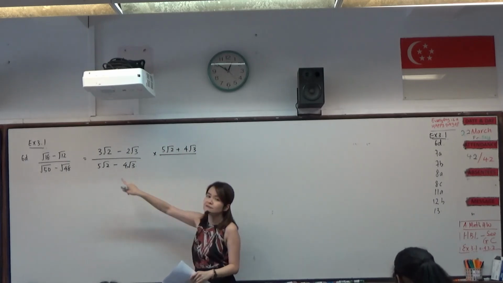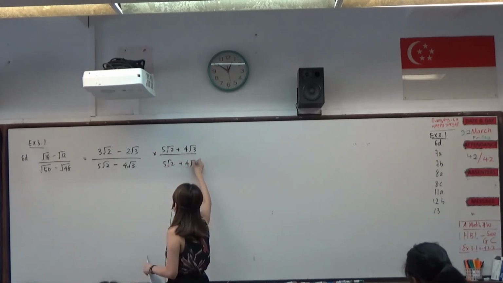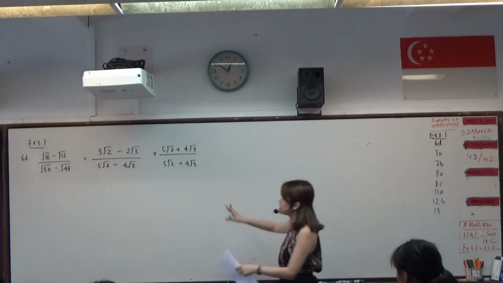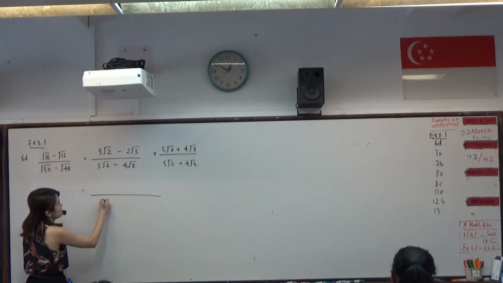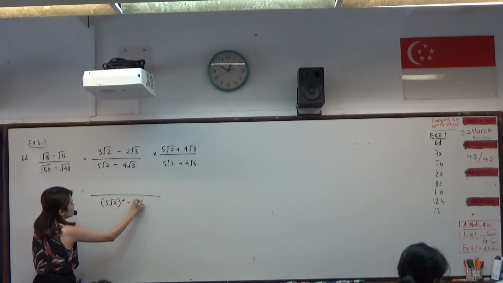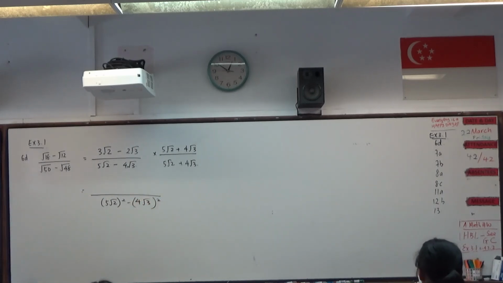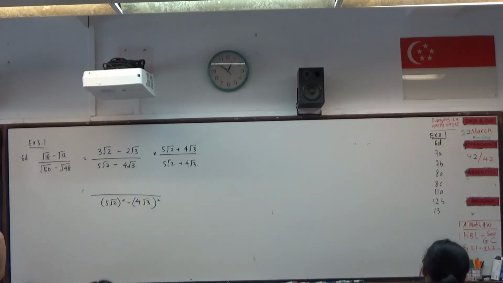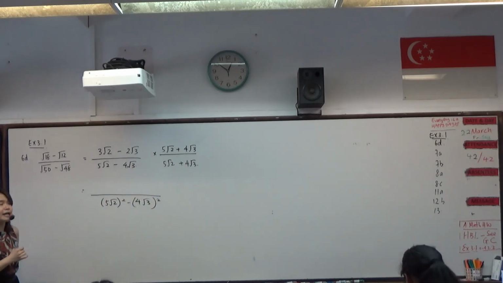So 5 root 2 minus 4 root 3, the conjugate itself is 5 root 2 plus 4 root 3. If you recall, the reason for us to do this is because we want to get a squared minus b squared in the denominator, for which we have 5 root 2 squared minus 4 root 3 squared. This is ideal because once I square a square root, there's no more square root for us to talk about. So that's why we multiply by the conjugate, which has the opposite sign.